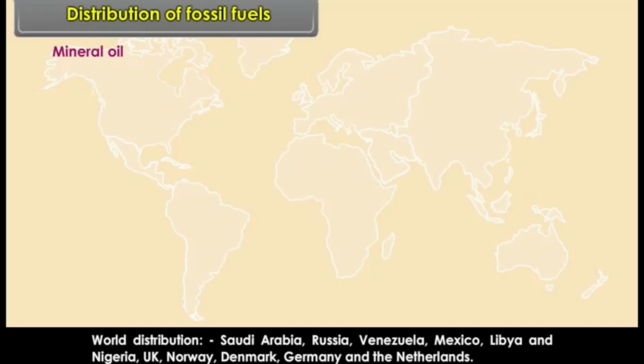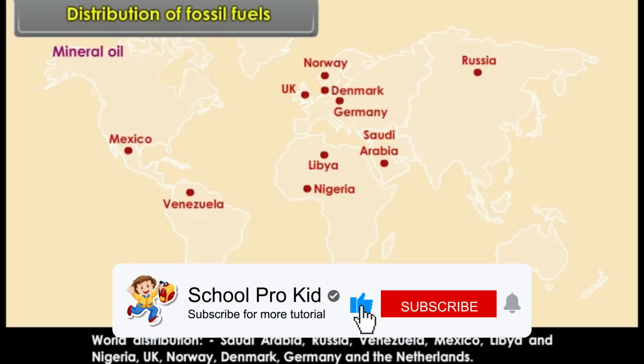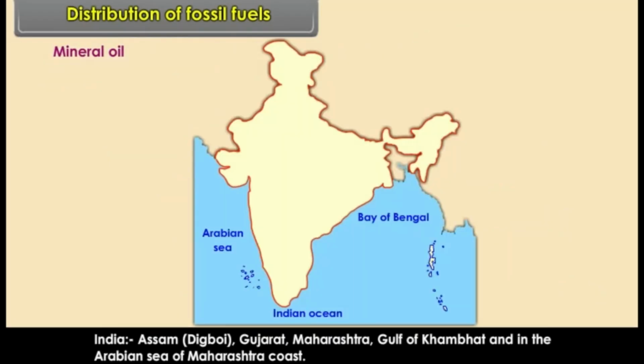Mineral oil, world distribution: Saudi Arabia, Russia, Venezuela, Mexico, Libya, Nigeria, UK, Norway, Denmark, Germany, and the Netherlands. India: Assam, Digboi, Gujarat, Maharashtra, Gulf of Khambat, and in the Arabian Sea off the Maharashtra coast.